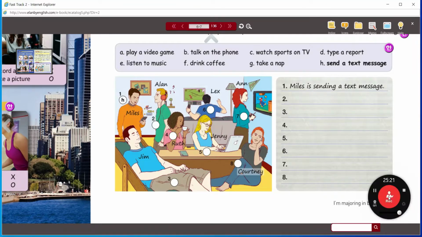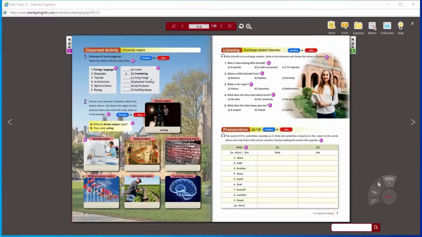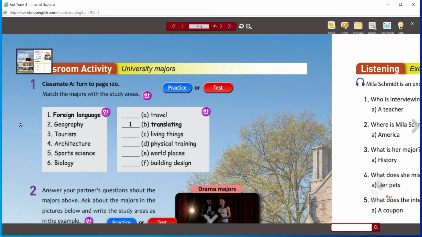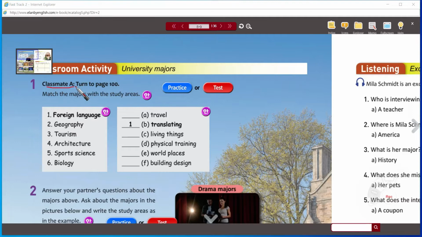Okay, let's go to the next page and we'll wrap up with an information gap activity. All right, so with the information gap activity on page 8, in fact, only one of you will be on page 8. So if you're with a partner, one of you will stay on this page, because that makes you classmate B. Classmate A, as it says here, you're going to turn to page 100. Okay? And we'll do that in a minute. Classmate B, you're going to match these majors with these study areas.